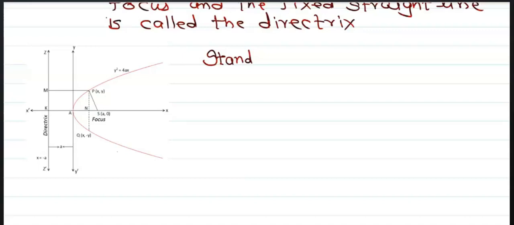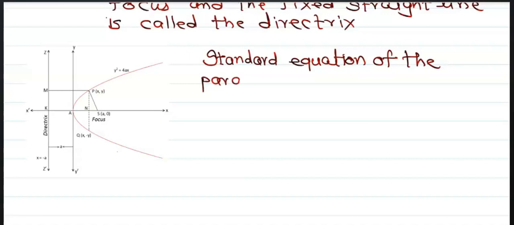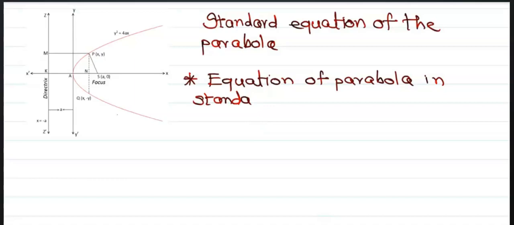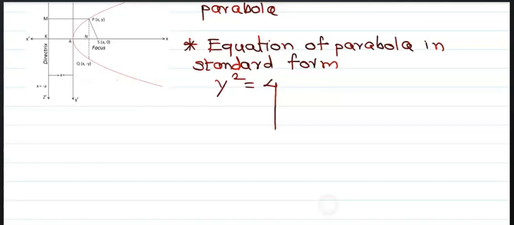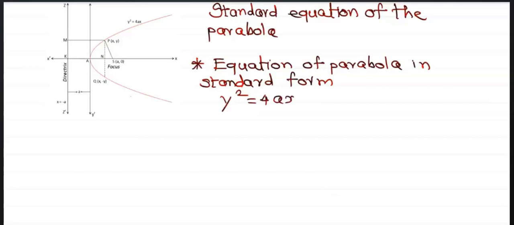The standard equation of parabola, the equation of parabola in standard form, y square is equal to 4ax. This is the standard equation of this parabola.